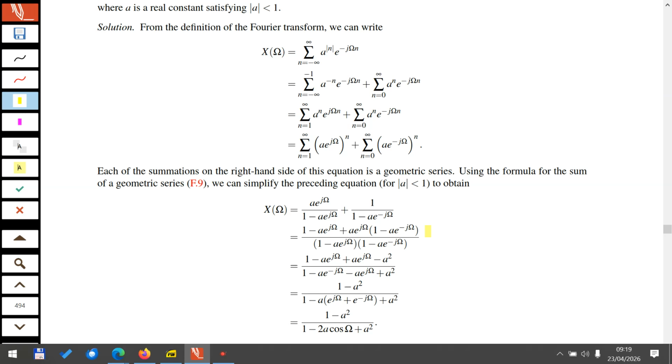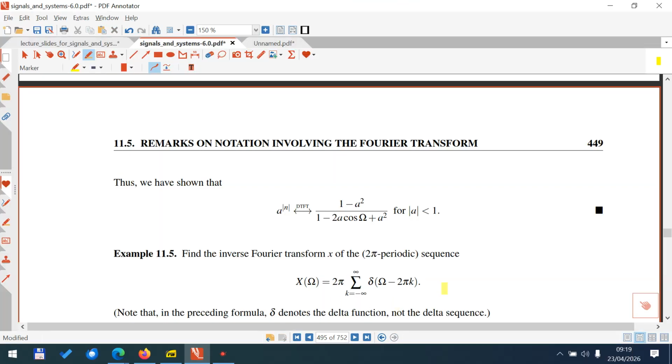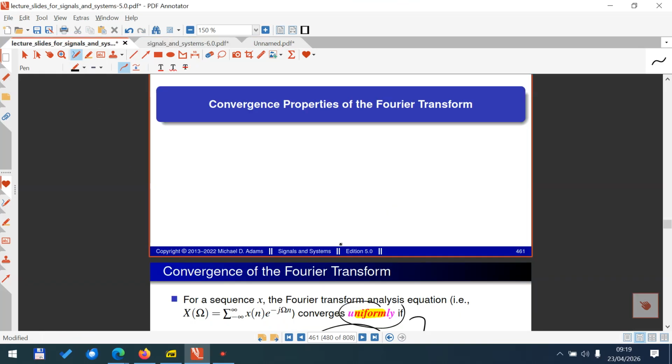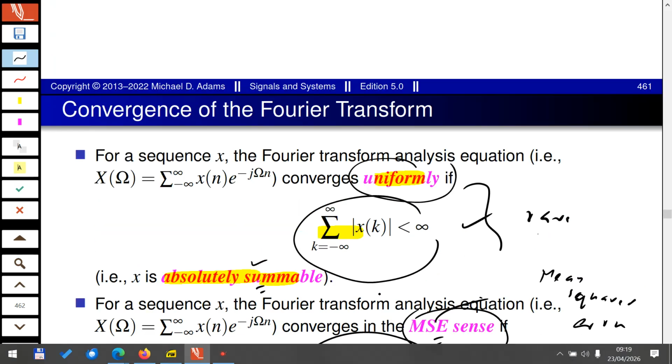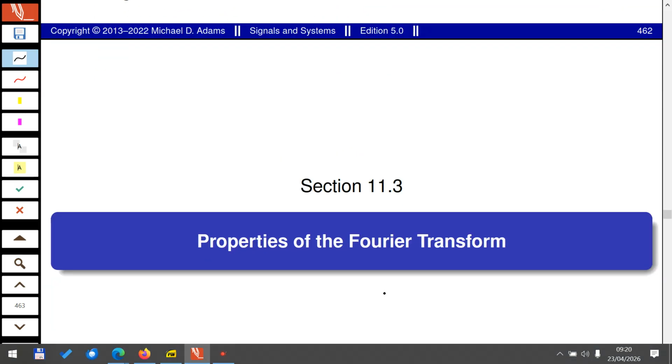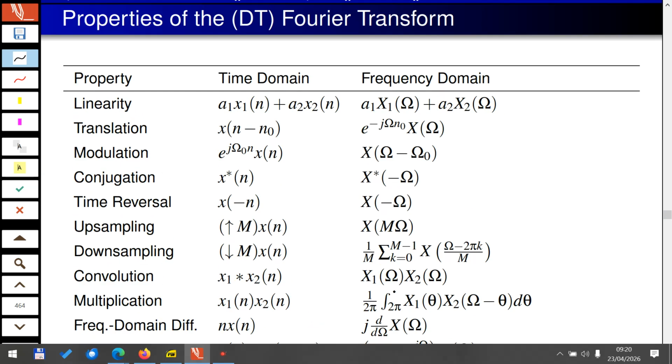And you can now follow up all the other examples. We can now move straight to properties. I typically work these few examples out so that you see the mechanics of the transform. So let's get straight to properties. The properties should be very similar.